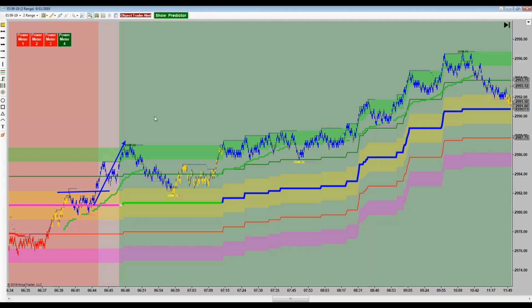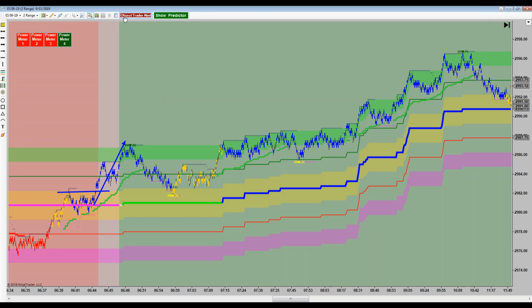So the algorithms, what they're looking at is when you see background color changes and bar color changes and the midband starting to change colors, it's looking at the volatility of what the market is doing, and then it gives you the visual aid to see what to look for.